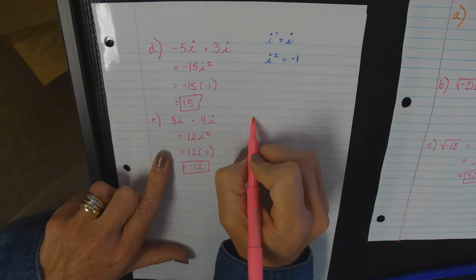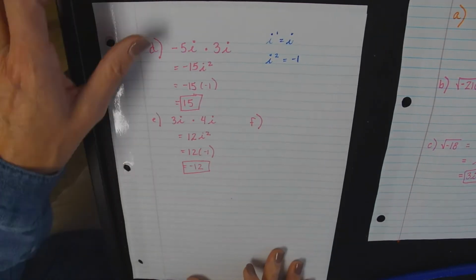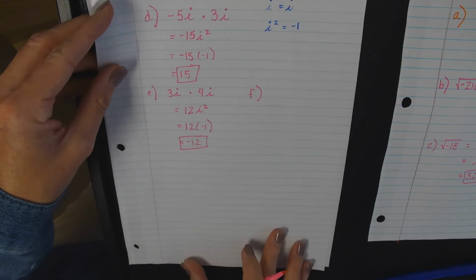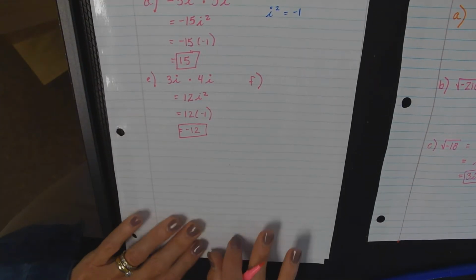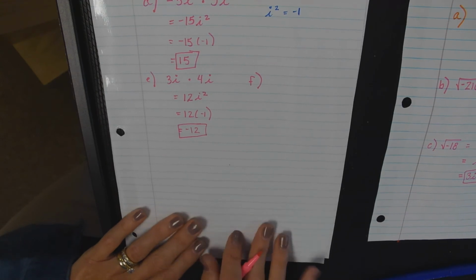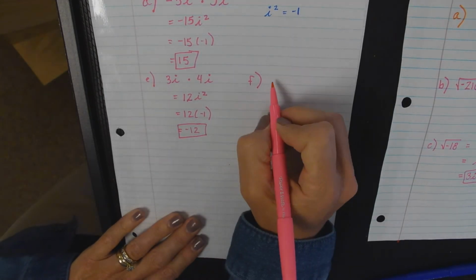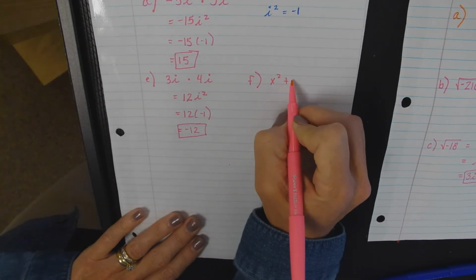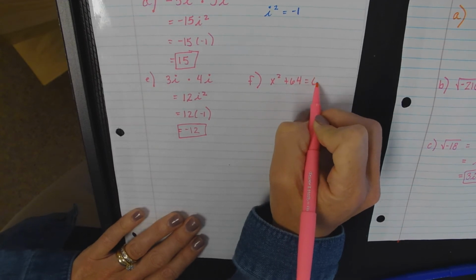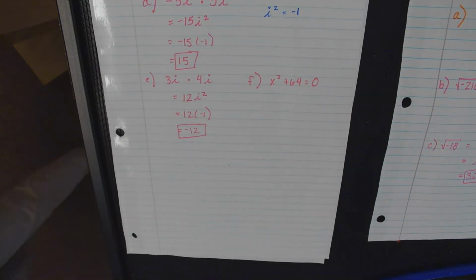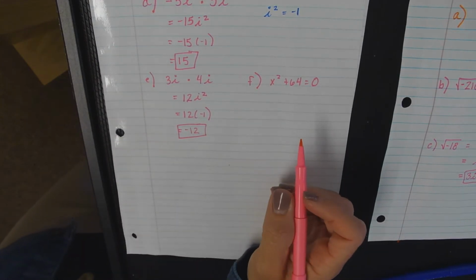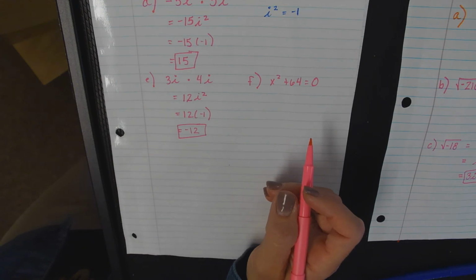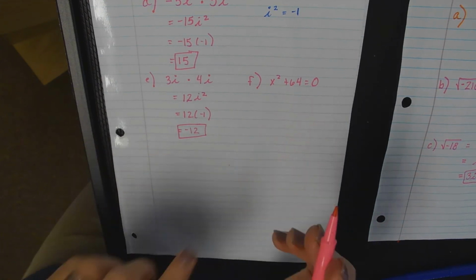All right, I'm going to put F over here, just because I need to keep track. There's a lot of problems you can do with this. All right, let's do this one because you have been told this is a prime answer. Now, mathematically, what do you do? You subtract the 64 from the other side.